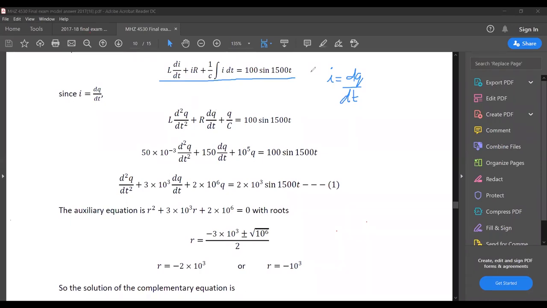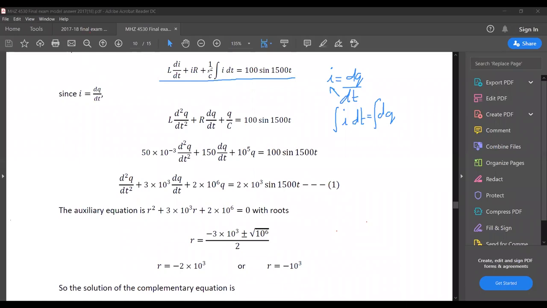We know I is dq by dt, so they have substituted that one. Plus Q by C, so I into dt. If you cross multiply these two, I into dt is equal to dq. If you integrate both sides, what is the integration of dq? That is Q. That is the thing they have substituted.